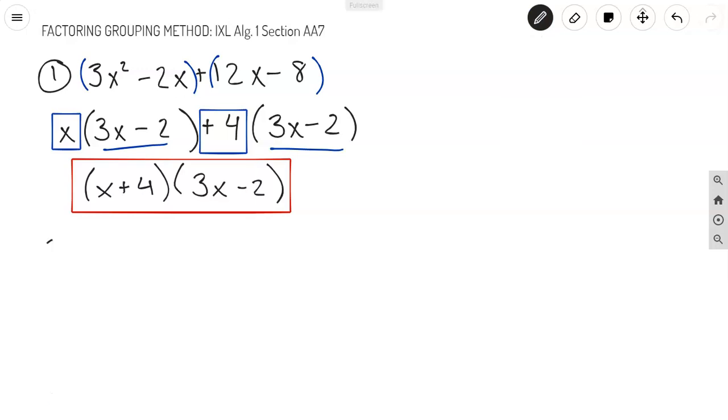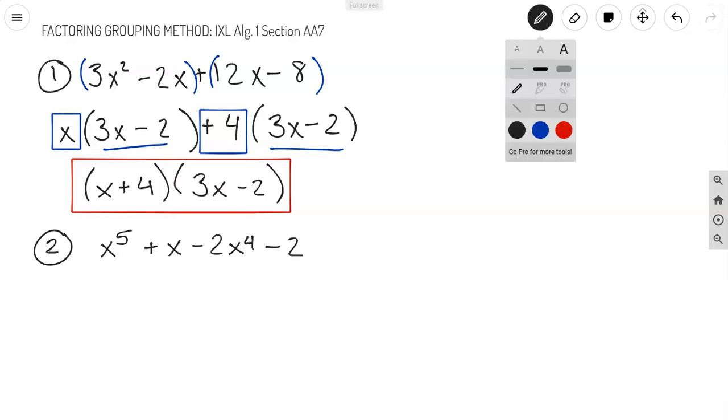So I'm going to do another problem, number 2. This one's going to be x to the 5th plus x minus 2x to the 4th minus 2. So we're going to go ahead and group again. So we group the beginning and we group the last 2.